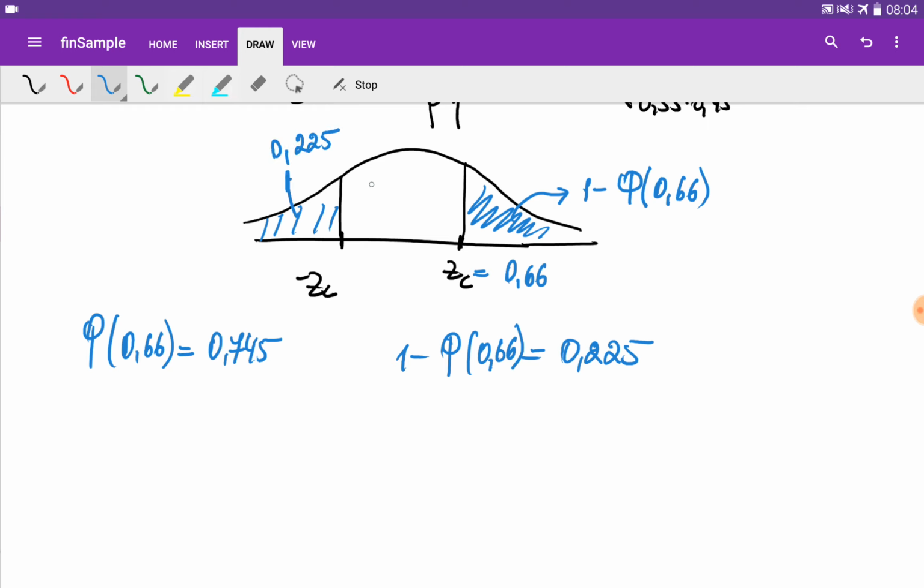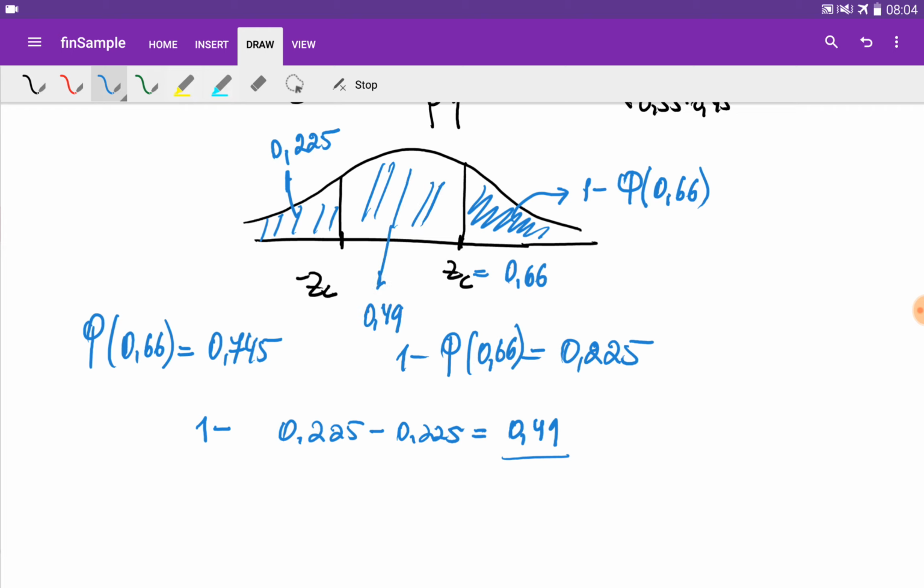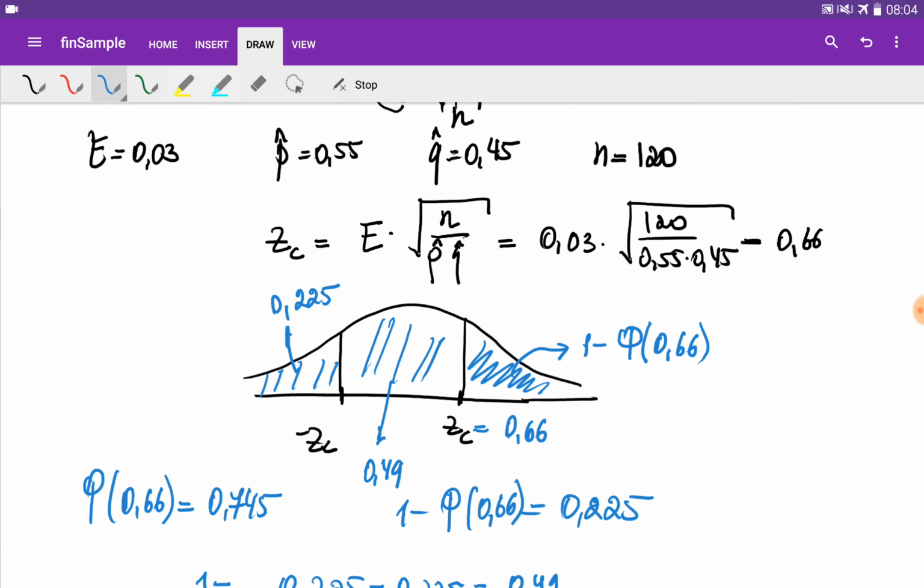0.225. In order to find this area in the middle, it is going to be 1 minus 0.225 minus this area 0.225, which is going to be roughly 0.49. So the area here is equal to 0.49, which means that the confidence level which is used in this research is 49%.